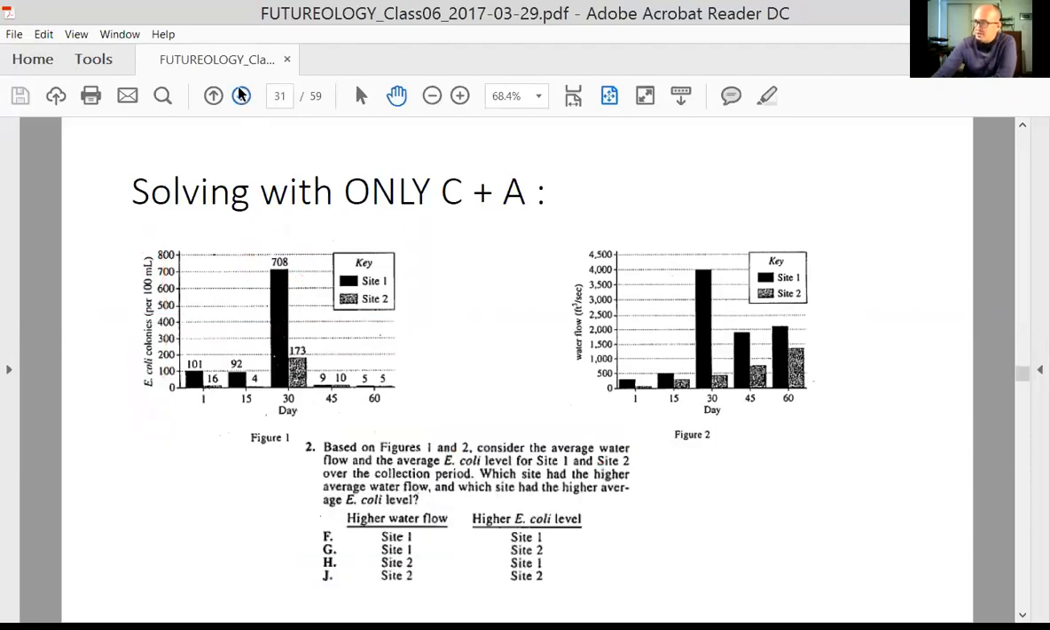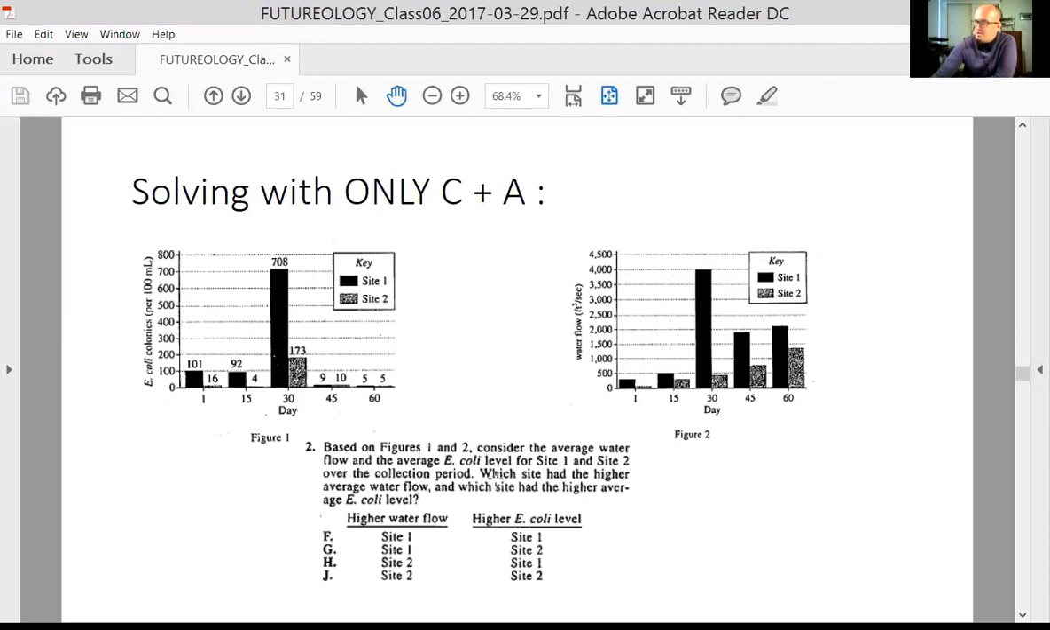Here's another question from the same passage. This is question 2 from passage 1 in the 2009-04 PDF. Based on figures 1 and 2, consider the average water flow and the average E. coli level for site 1 and site 2 over the collection period. That was a heck of a lot of words. If we were reading through, probably what we'd want to do is circle figures 1 and 2 and circle E. coli level for site 1 and site 2. Those are the details that are going to matter.